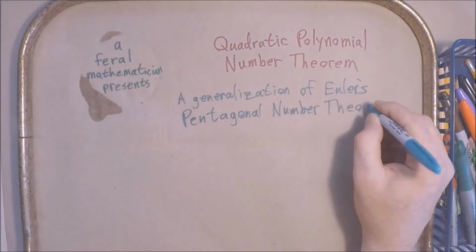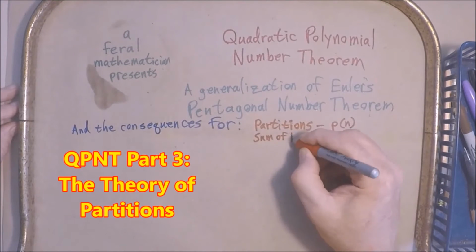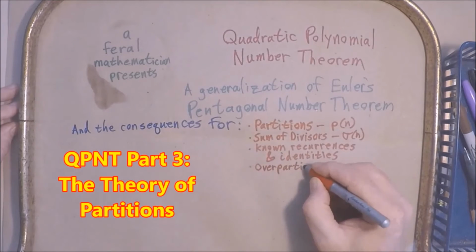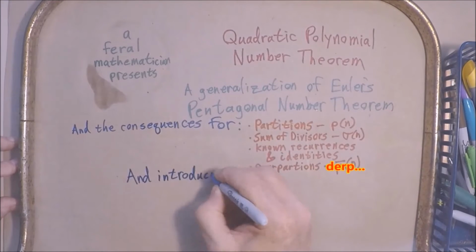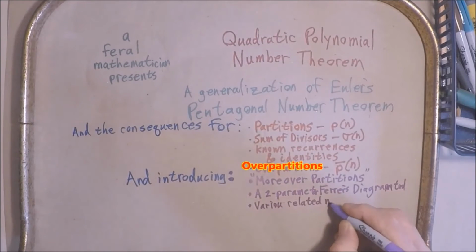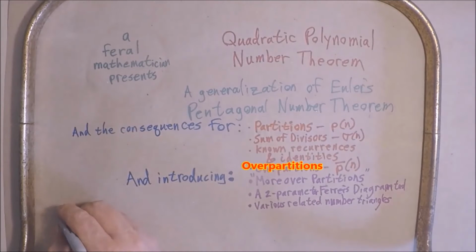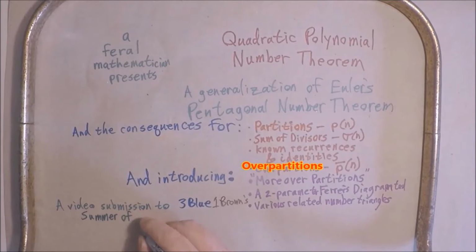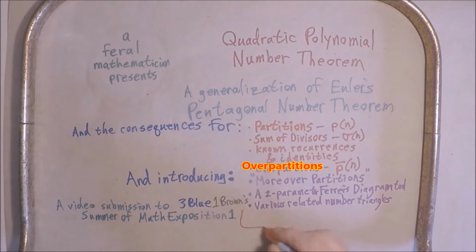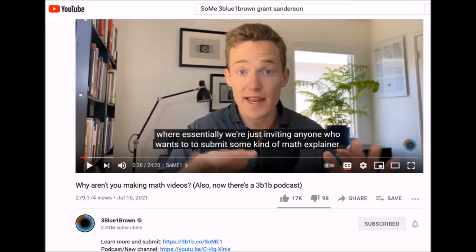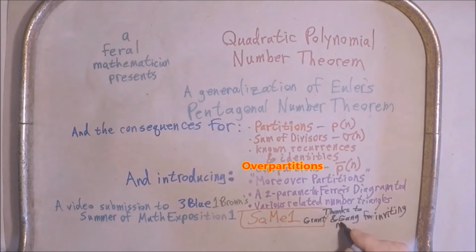Hello, and thank you for watching my video. This is called the Quadratic Polynomial Number Theorem, and it is a generalization of Euler's pentagonal number theorem, and we'll see what that means for known results, and we'll look at some new things too. And this is a submission to 3Blue1Brown's Summer of Math Exposition 1, SOME1. Thanks, Grant and gang, for inviting me.